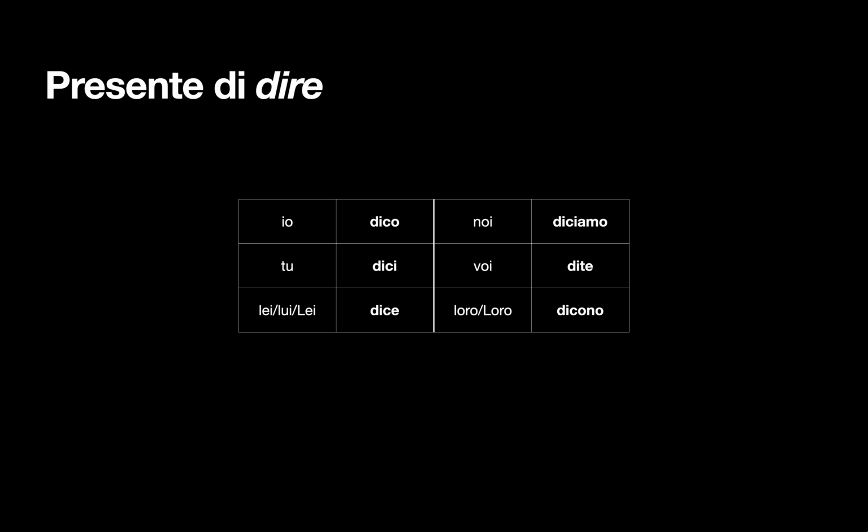So the next verbs that we're going to talk about are dire, uscire, and venire. So the present tense of dire means to say or to tell. Io dico, tu dici, lui, lei dice, noi diciamo, voi dite, and loro dicono.